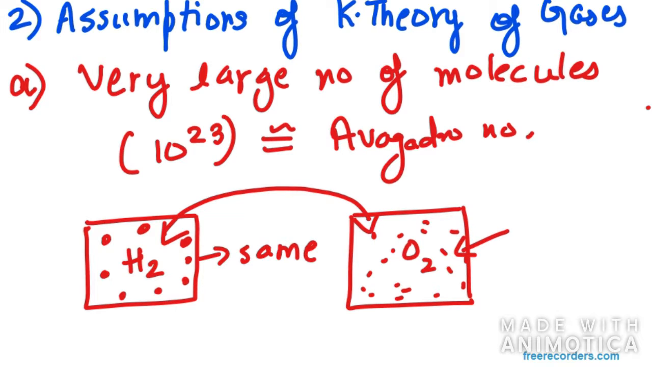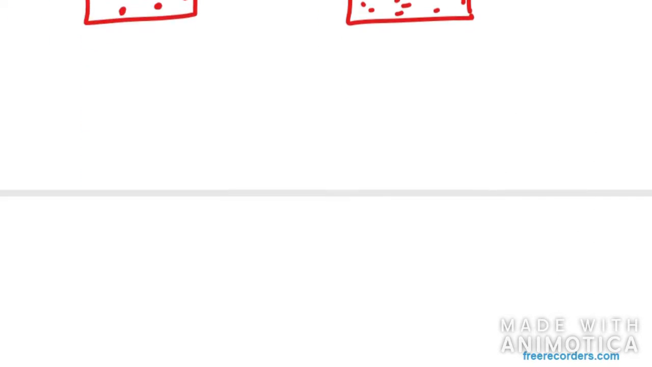So what we learned here is that the gas consists of a very large number of molecules, which is equivalent to 10 raised to power 23, which is equivalent to Avogadro number. Then it was stated that they are identical in all respects for a given gas and are different for different gases. That means within one gas chamber, the molecules present have the same properties, but if you compare it with oxygen, they have different properties. So this is what we learned from the first one. Let us move on to the second one.